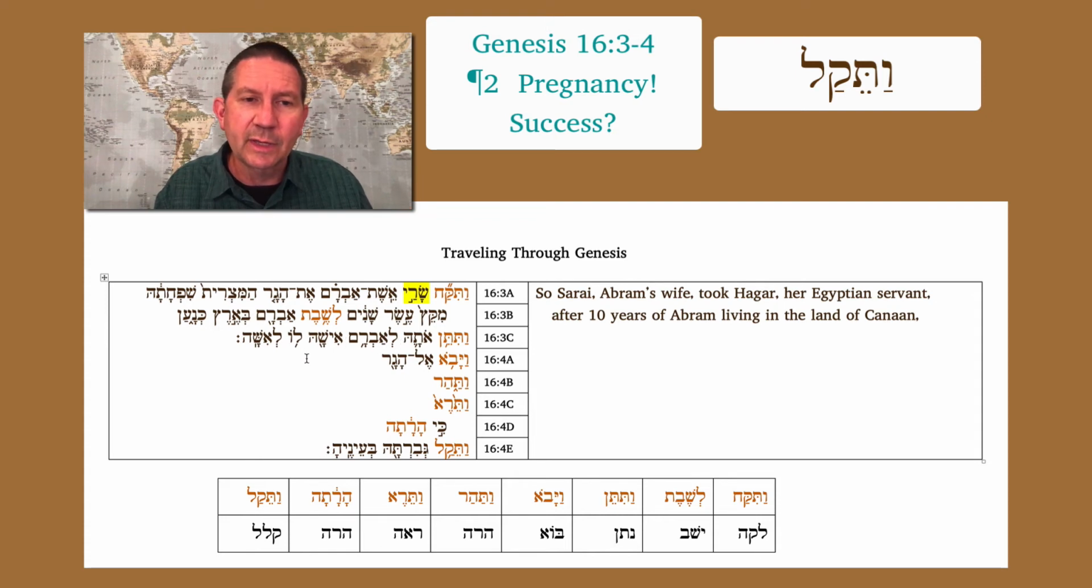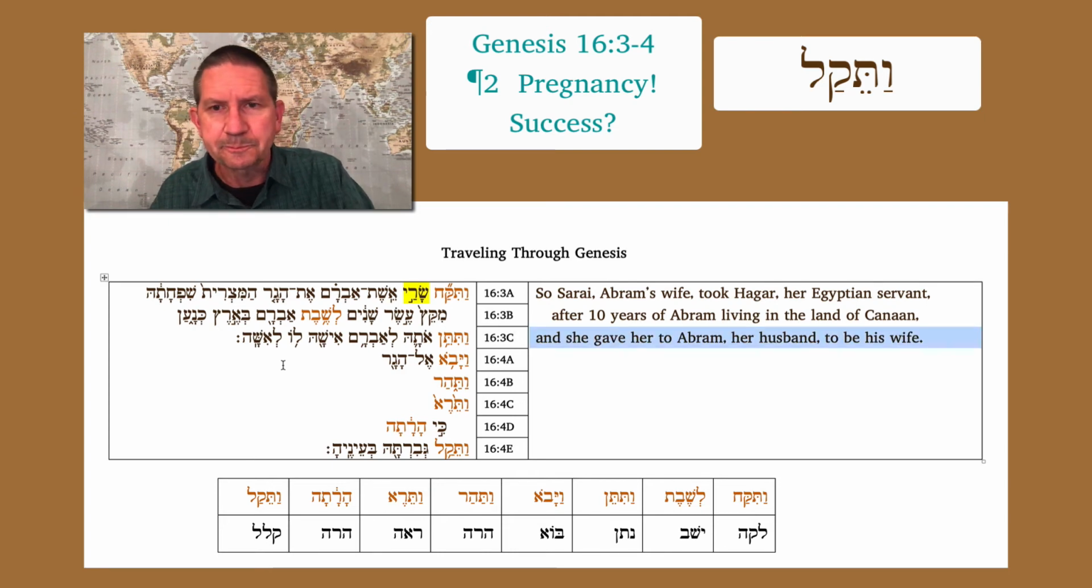isha, kametz he with a mapik, her husband. And then we have a couple of lameds on these words, to him, to wife. And in that kind of construction, it's like "in order to be." So she gave her to Abram, her husband, to become his wife, or to be a wife for him. So this is an elevation in status for Hagar.